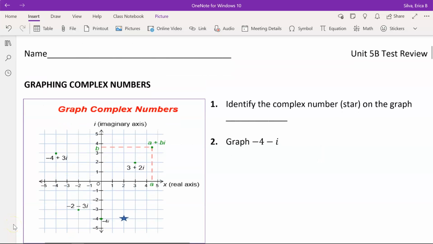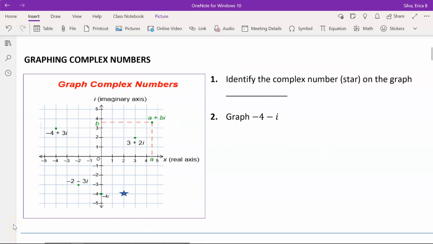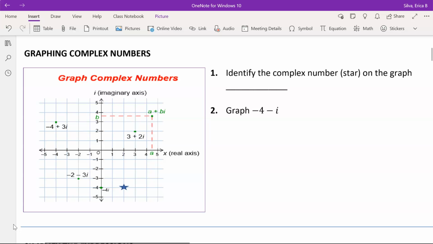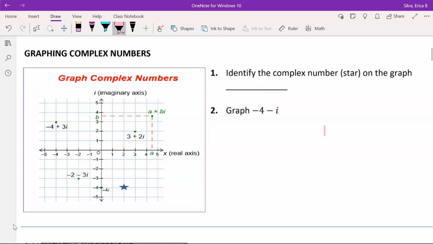Okay, we're going to review for our 5B test. The first part is going to be graphing complex numbers. So we want to identify the complex number represented by the star.